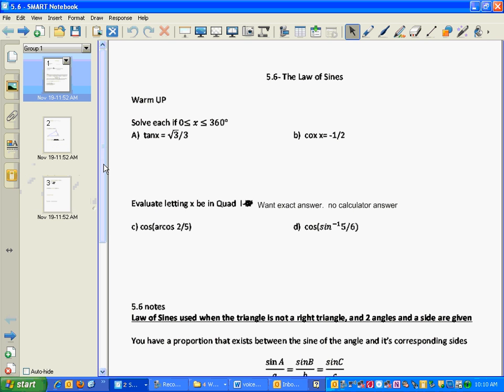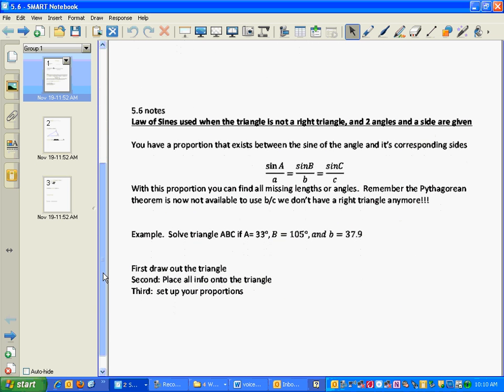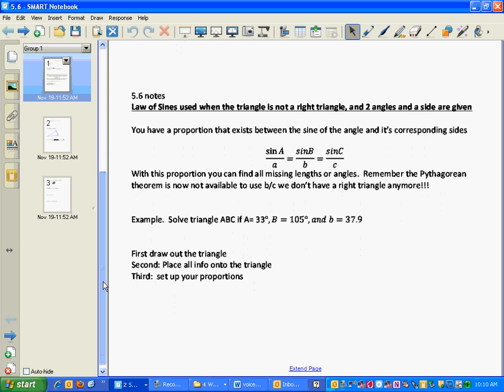Okay, so we're going to skip the warm-ups for right now. We did this in class. And we're going to go straight down to 5.6 notes, where we talk about the law of sines. You're going to want to memorize this.